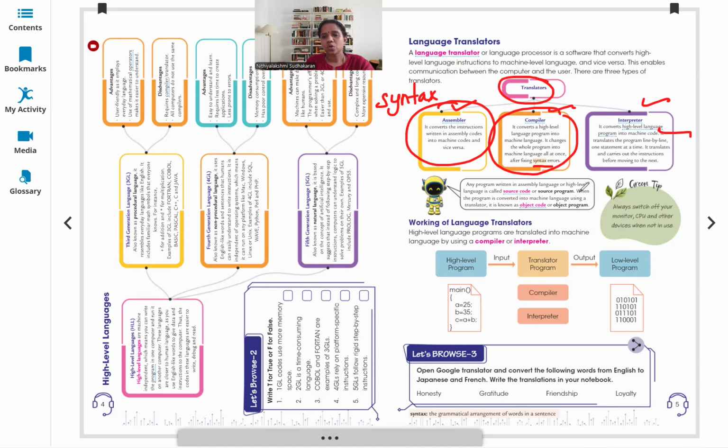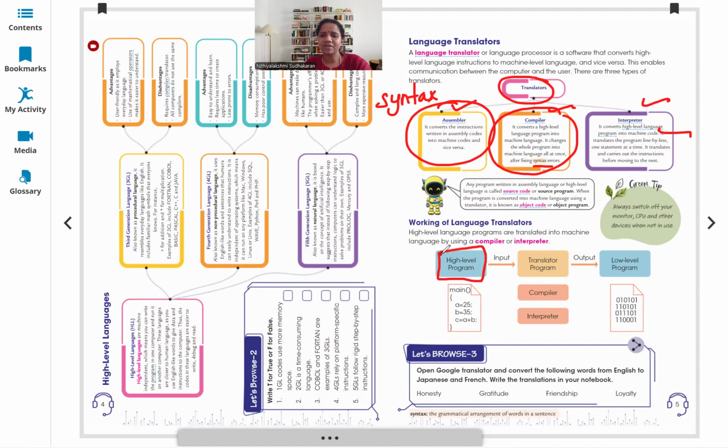And we have source code and source program, all these things. So any program written in assembly language or high level language is called source code. So what we are coding in Java, Python, C++, or in Scratch, whatever you are coding, that's called the source code. But what the computer converts to machine language using a translator, that's called object code or object program.